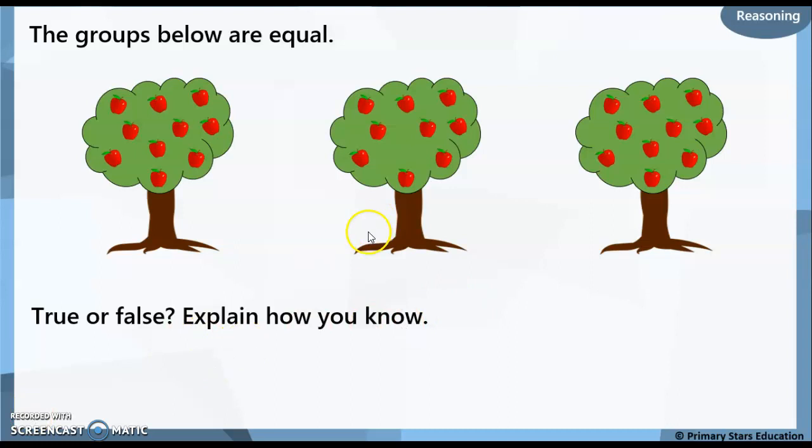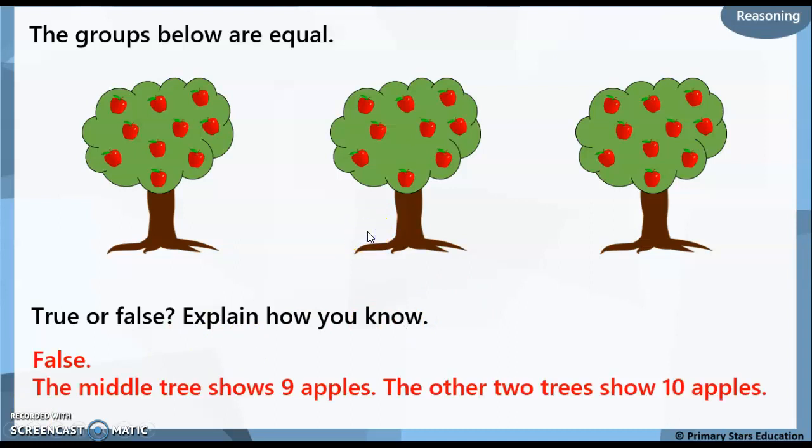Okay, let's have a look at the answer. It's false because the middle tree shows 9 apples. So there are 9 in the middle, and the other 2 trees show 10 apples. Because these two are 10 and this is 9, they are not equal, are they? Did you get the right answer? Please, could you have a go at the challenges on the worksheets?